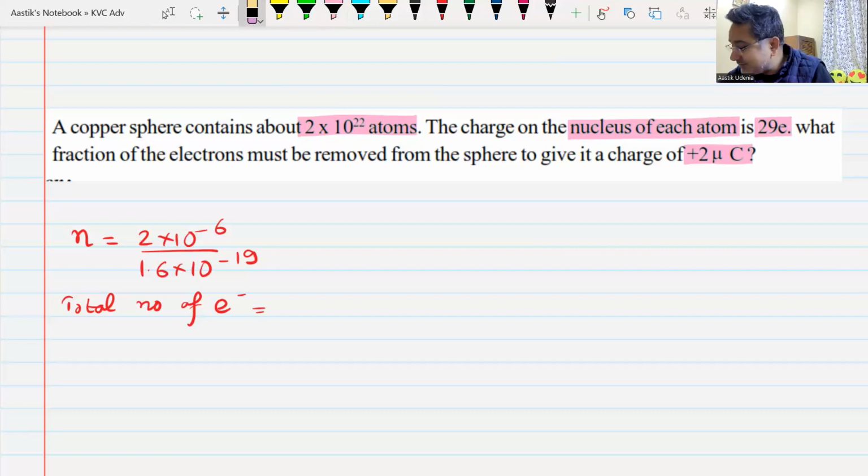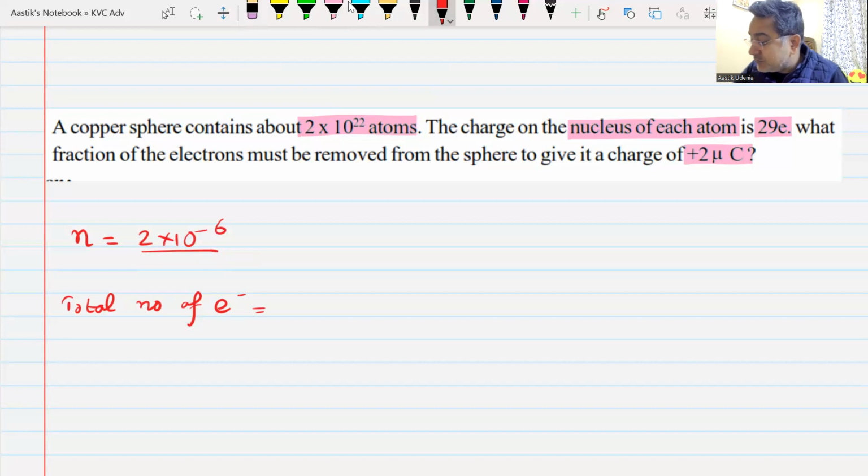Do we understand this? Yes, sir. It was not. See, you have to understand the language of the question. Remember, you have to do it fast. Now, you don't have to divide it actually. The total number of electrons that you have to remove is N by E. Right? Yes, sir.